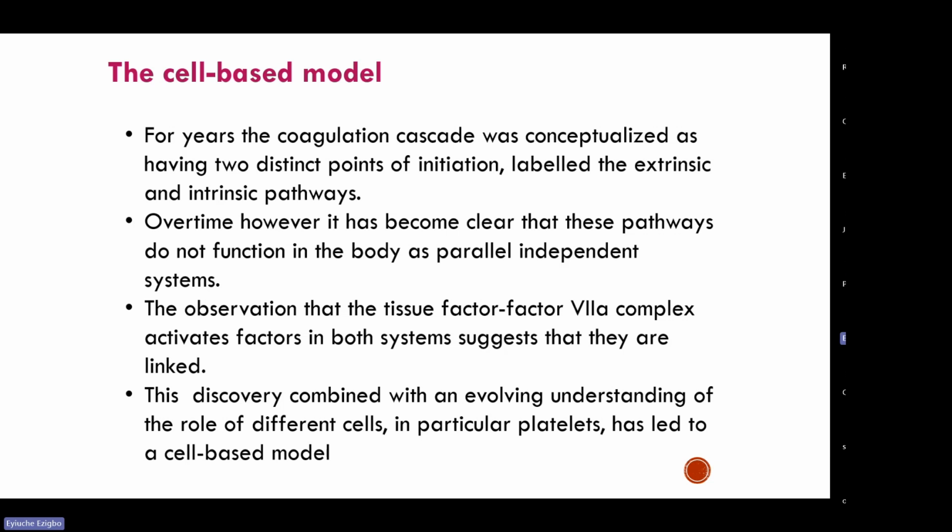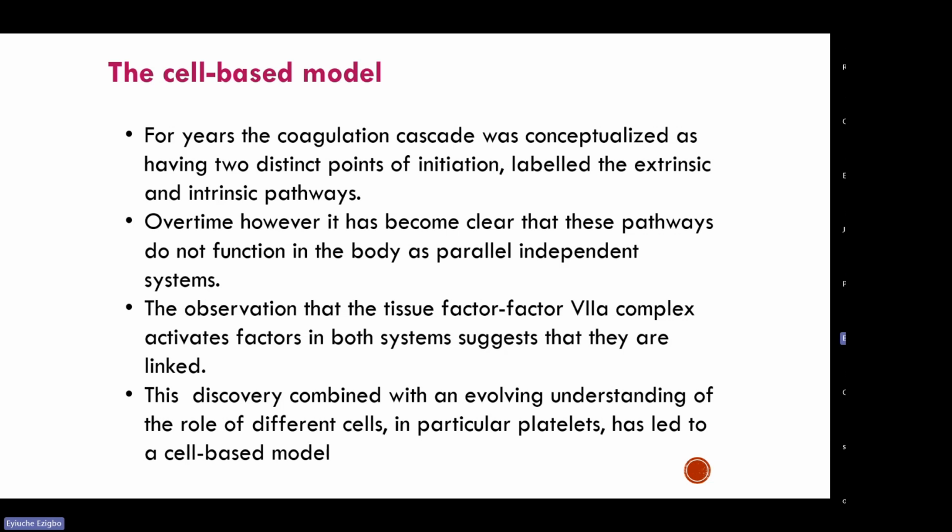For years, the coagulation cascade was conceptualized as having two distinct points of initiation, labeled the extrinsic and the intrinsic pathway. But over time, it became clear that these two pathways are not independent. That is, they are not two parallel independent systems, meaning the intrinsic pathway is independent of the extrinsic pathway. No, they found out that the two pathways overlap, that they don't function independently.